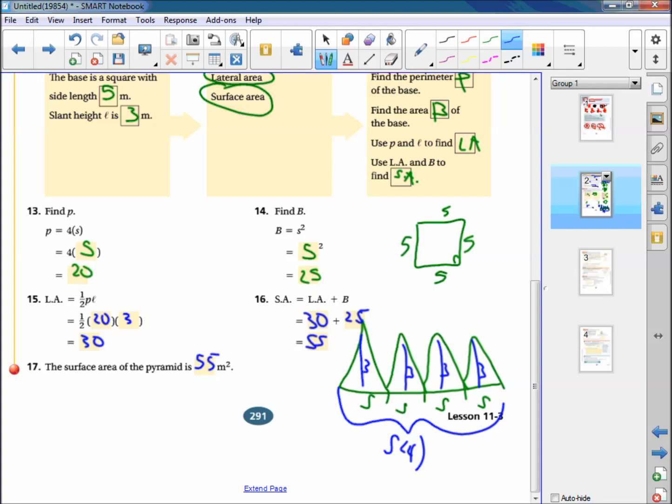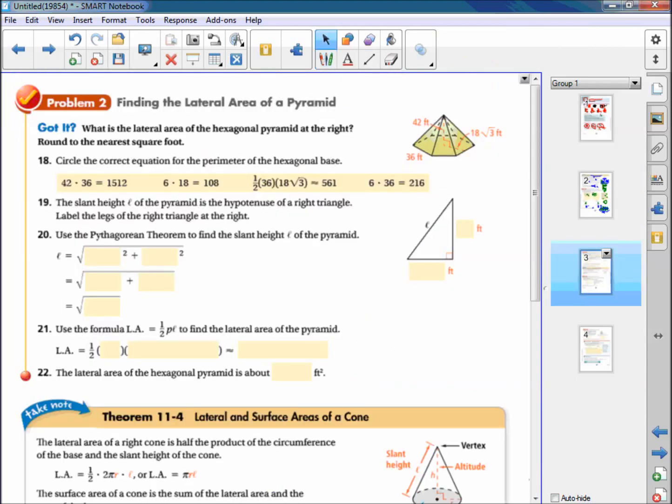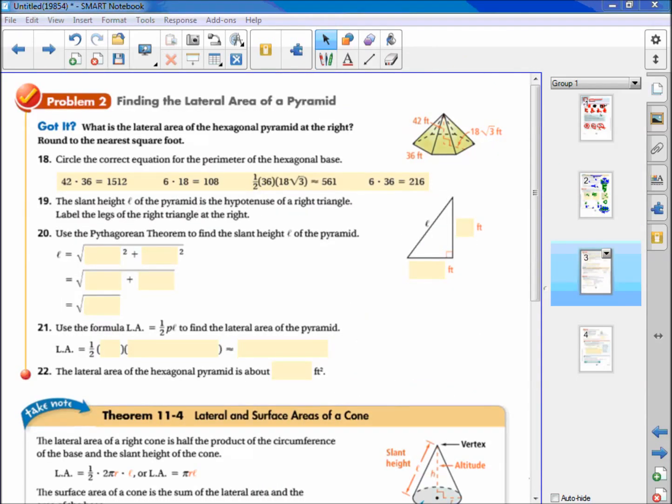All right, let's flip it over and take a look at page 3. Okay, problem number 2, finding the lateral area of a pyramid. Same thing as before, except this time we have a hexagon, and that gives us 6 triangles to find the area of all the way around. So we can do our same shortcut where we just find the perimeter, which is the bases of all 6 triangles added up.